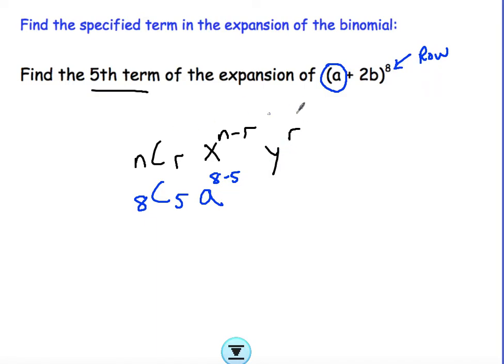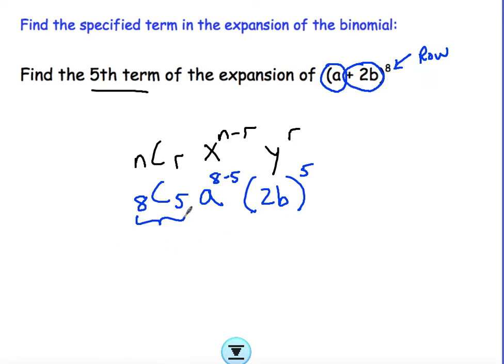Y from before was the second thing listed, and in this case, it's a 2B. And that's going to get raised to the R power, and the R was a 5. Now, make sure you put that in parentheses because you have to remember you got to raise the 2 to the 5th power and the B to the 5th power. If you don't put parentheses around that term, you're not going to remember to raise 2 to the 5th power, and then you're going to get the stuff wrong.